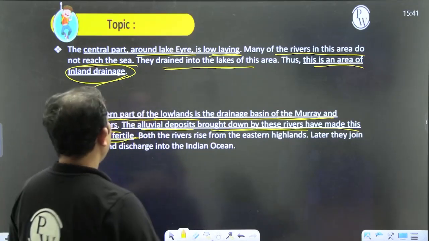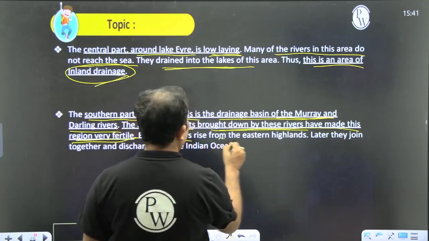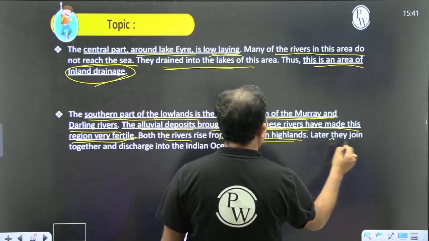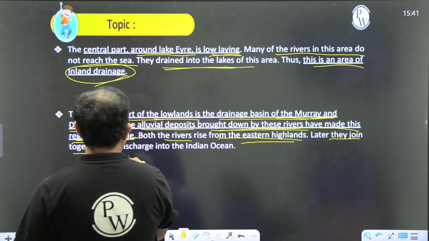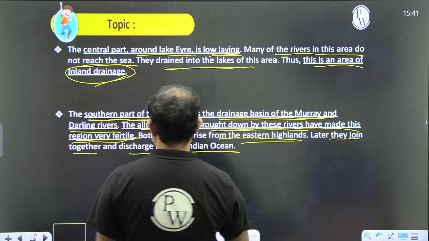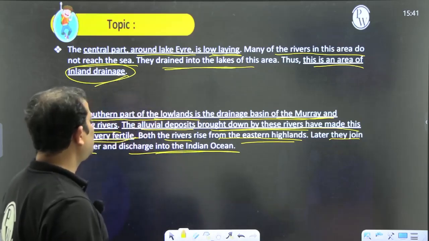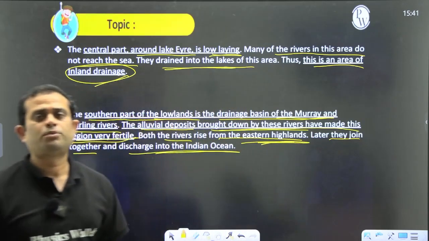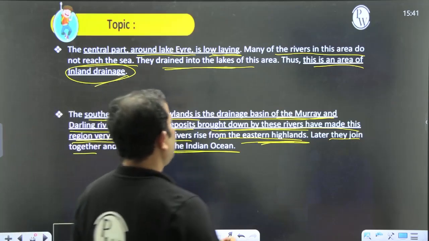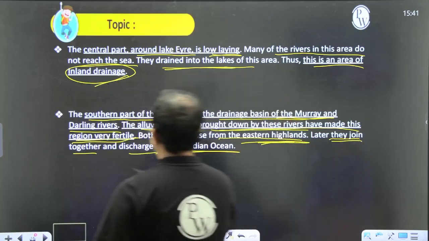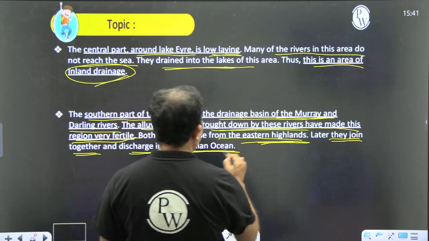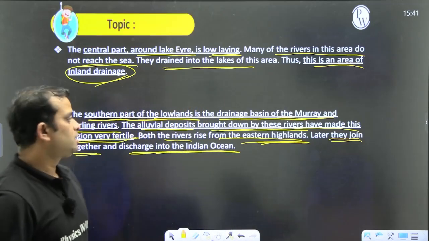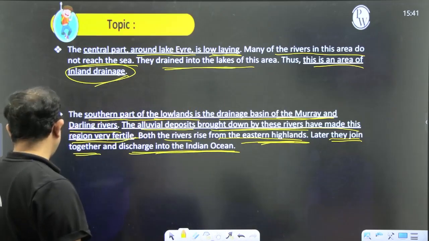Both the rivers rise from the eastern highlands. Later, they join together and discharge into the Indian Ocean. They rise from the eastern highlands, and later they join together and discharge into the Indian Ocean. This is the river system we are talking about.